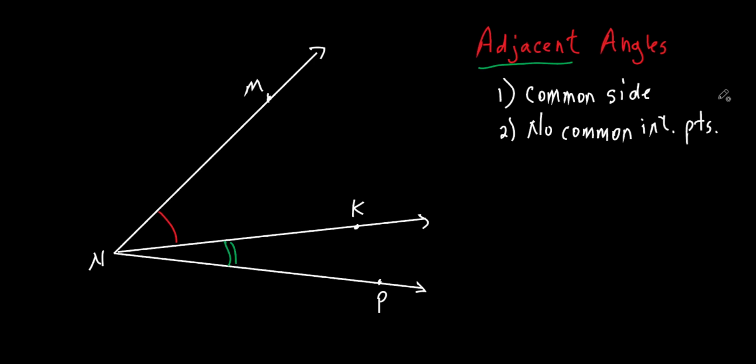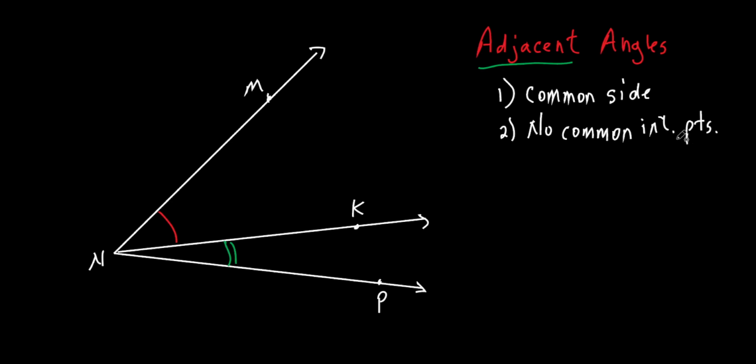Is that right? So first of all, let's look at the red one and the green one and decide if they are adjacent to each other or not. Do they have a common side? Does the red angle and the green angle have a common side? Yes. Which one is it? What is the side? K. It's not just K, K's a point. NK. Ray NK, right? So ray NK is the common side. So that's one thing that's true about them.